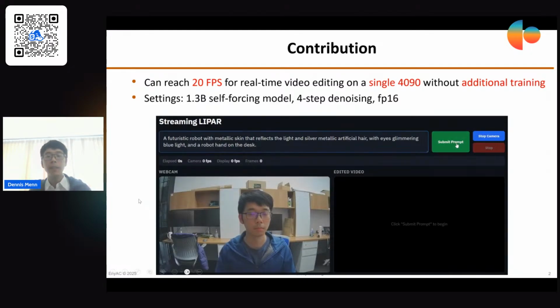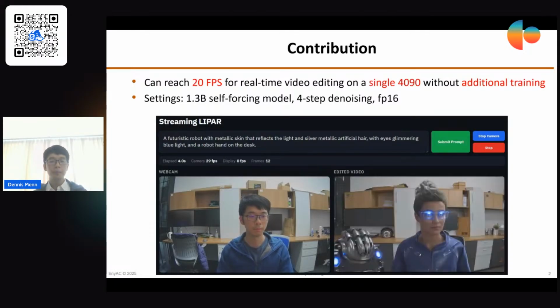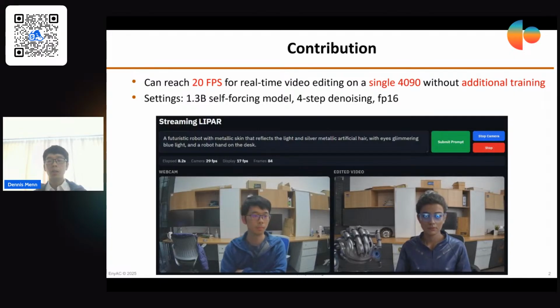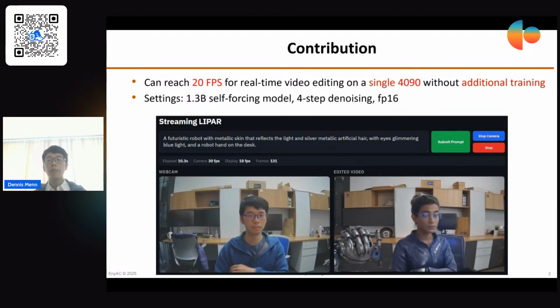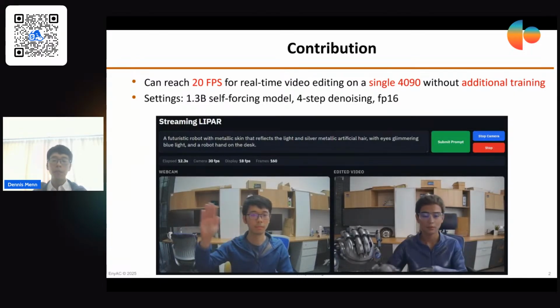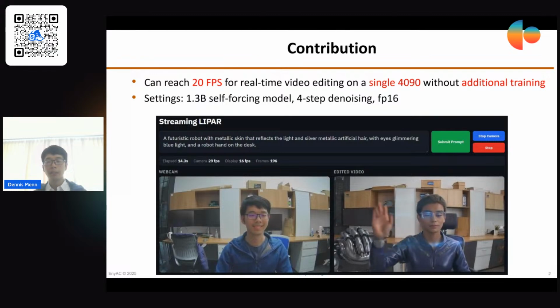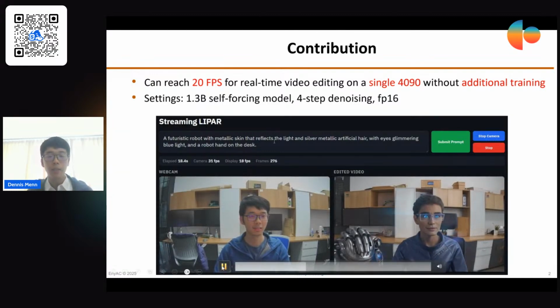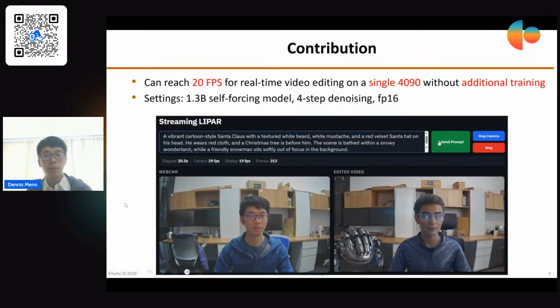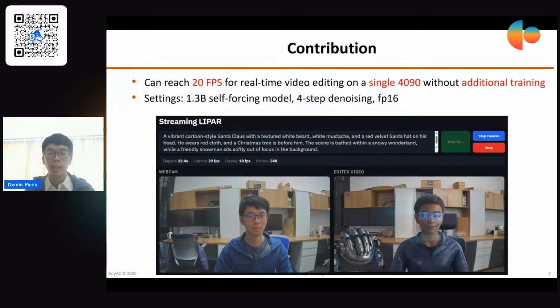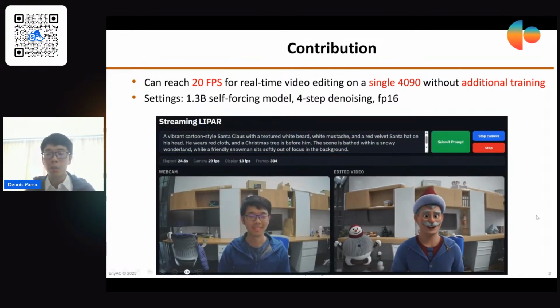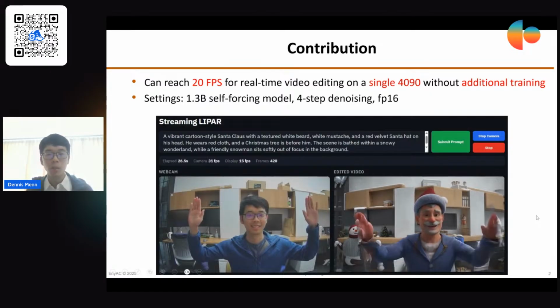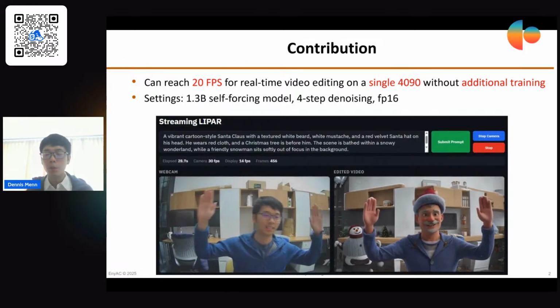And I can briefly demonstrate what we have achieved. This is the screen recording of the real-time video editing. It still has some delay, but we are heading toward real-time editing. Basically, you can change the text prompt, and the edited results will change according to your prompt.